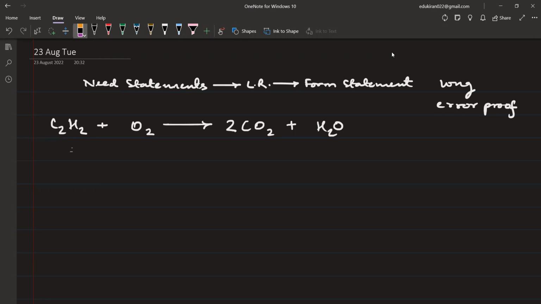So remove that. You just need to balance the carbon dioxide. Okay. You just need to balance the carbon dioxide, nothing else. Also, one more thing. In this question, tell me how many reactants' amounts are given.